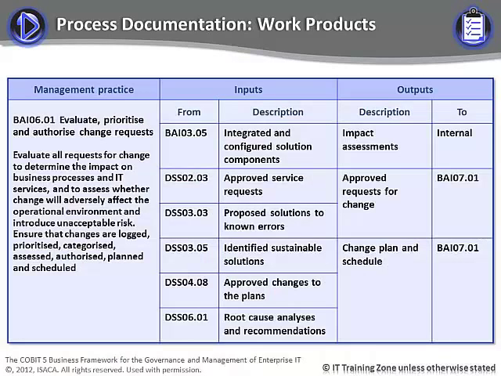Inputs and outputs are defined at the practice level. Inputs often come from other processes, and outputs often go to other processes. The work products for practice BAI-06.01, Evaluate, Prioritize, and Authorize Change Requests, are shown on your screen. You can see that the output Impact Assessments is used within the practice itself.